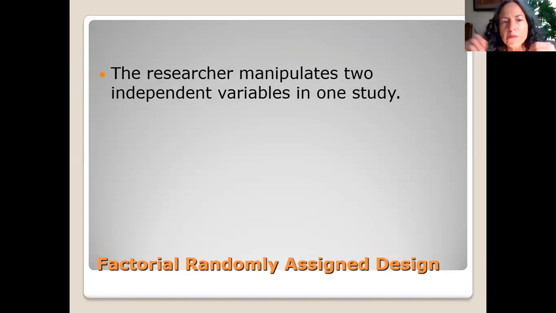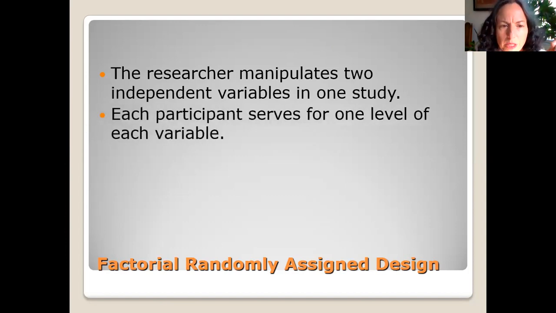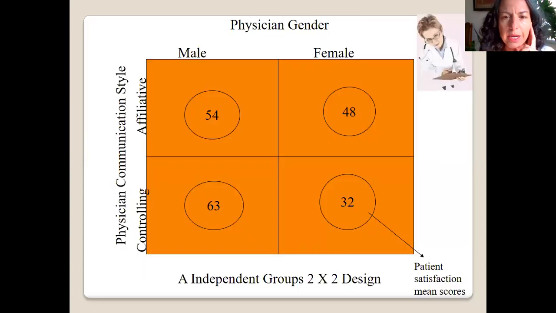It's when the researcher is going to manipulate 2 independent variables in one study. So just like we've seen before in the last example from the last video, we can manipulate both hair color and outfit in job interviews to see how that influences the interviewer's take on the candidate. And so 2 independent variables in one study. And what makes it randomly assigned is that each participant is going to serve for one level of each independent variable. And so each participant is only going to be in one condition of the independent variable. And I'll give you an example of that now.